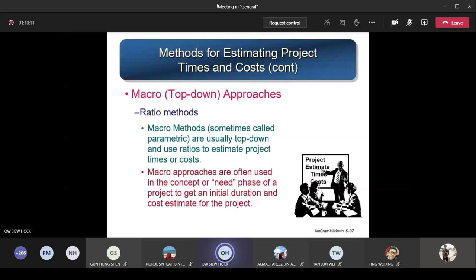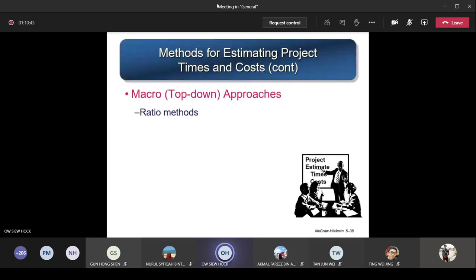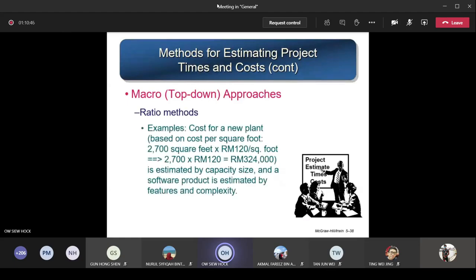The second method is called the ratio method. This is a macro method, also known as parametric, usually top down, and it uses ratios to estimate project time or cost. These macro approaches are often used in the concept phase, that means at the beginning of a project, to get an initial duration and cost estimate. So at the start of the project, give me a rough value: how long is it going to take, and how much does the project cost overall? It's at the inception phase, so you use this approach.